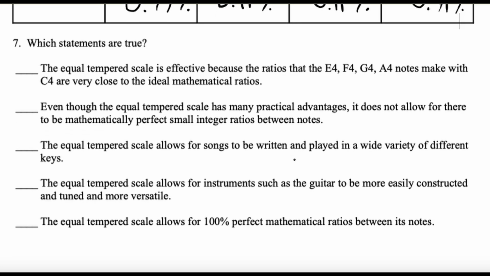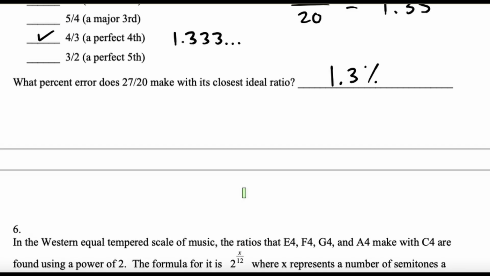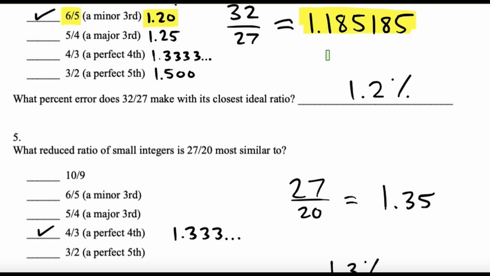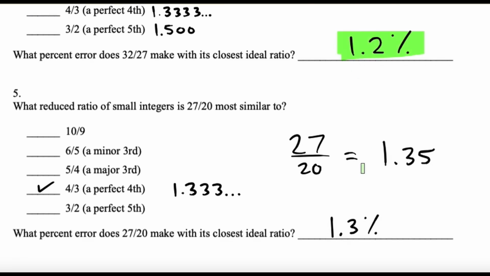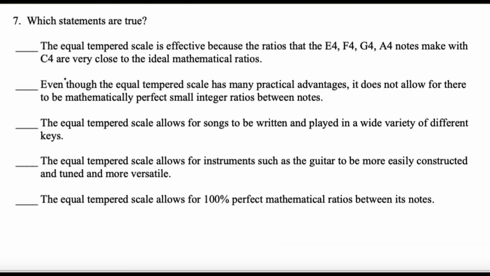The equal tempered scale is effective because the ratios that E4, F4, G4, and A4 make with C4 are very close to the ideal mathematical ratios. That is true. We can see right here that the errors are quite small compared to what they would have been in the old way of doing things. Here we got more than 1% error. So that's the compromise. Even though the equal tempered scale has many practical advantages, it does not allow for there to be mathematically perfect small integer ratios between notes.